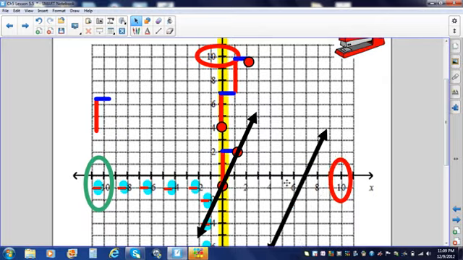Go ahead and graph it on your paper, and you should be able to see that parallel lines have the same slope. Don't forget that parallel lines always have the same slope. Good job. I think we're just about out of time.